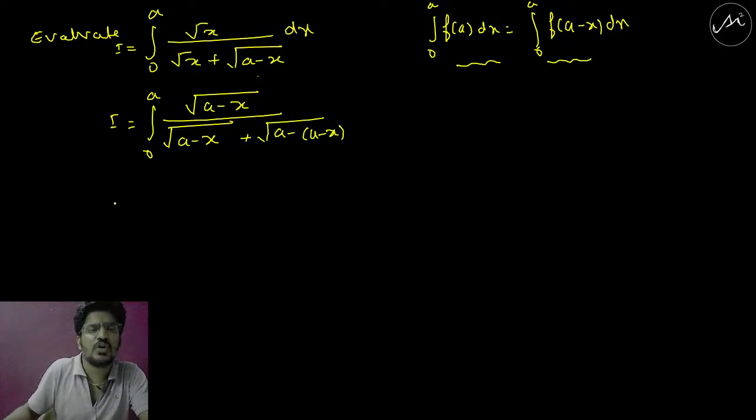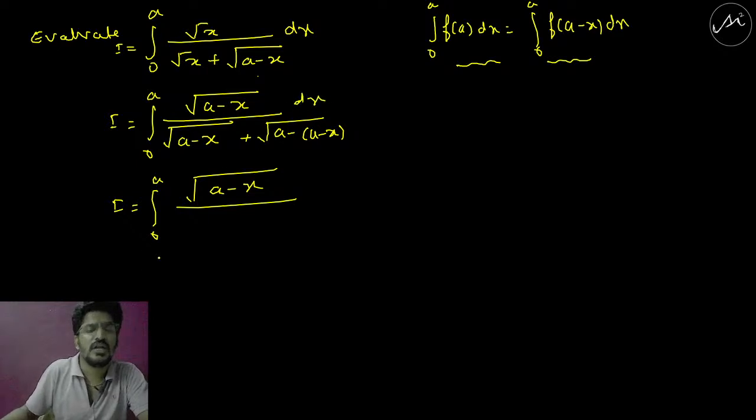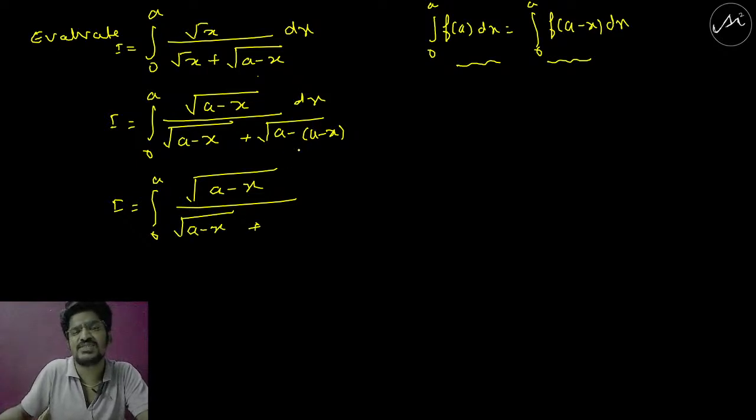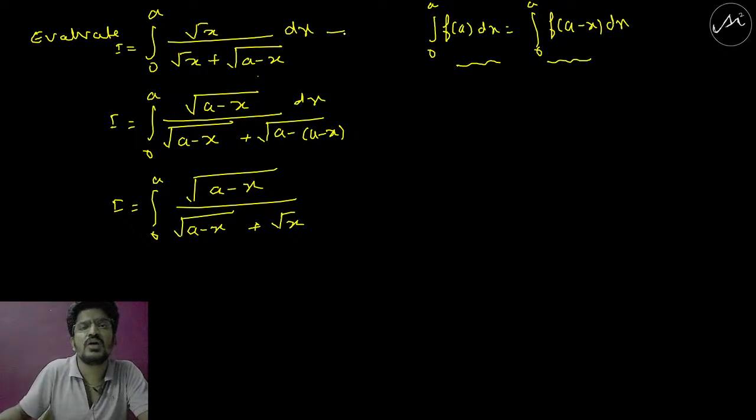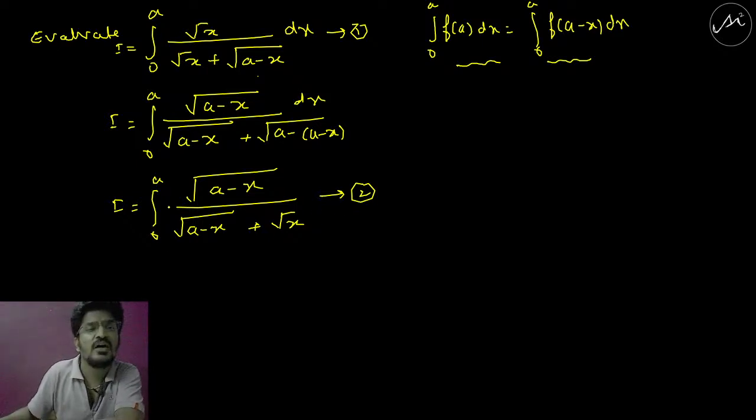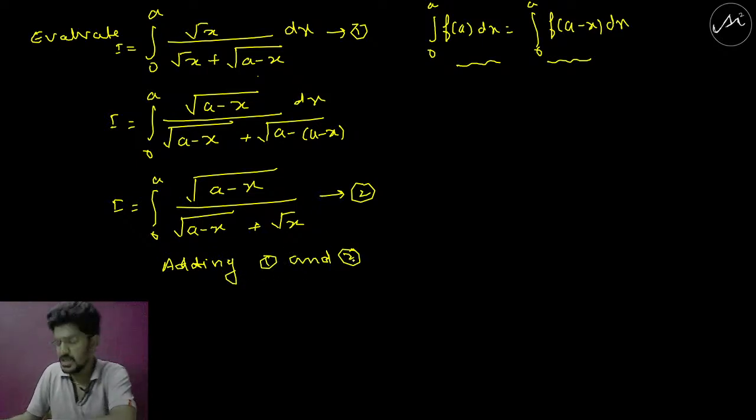So by solving this, you are going to get the integral from 0 to a of root of (a minus x) divided by root of x plus root of (a minus x), dx. Okay, so this is root x. Now you take this as equation 1, and take this one as equation 2. Now adding equation 1 and equation 2.